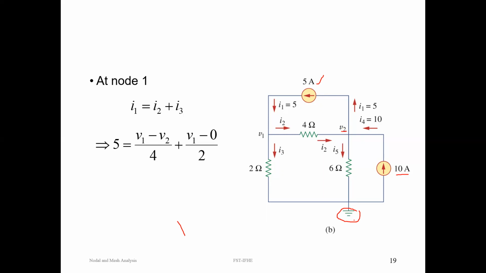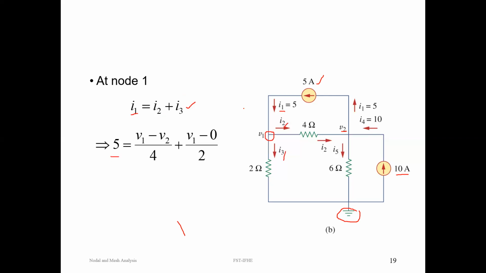Once we assign the current directions, the next step is to apply KCL at V1 and V2. Applying KCL at node 1, the incoming current is I1 and the outgoing currents are I2 and I3. So we can write the KCL equation: I1 is equal to I2 plus I3. Once we write down the KCL equation, we have to represent these currents in terms of node voltages. What is I1? I1 is a fixed value, 5 amps. So I1 is replaced with 5.